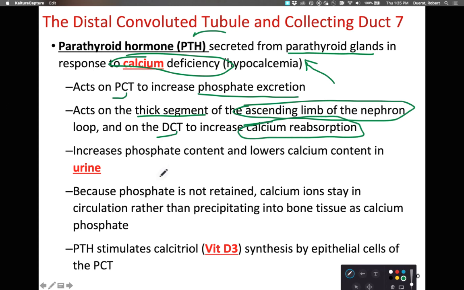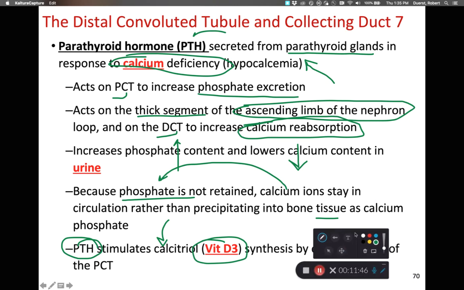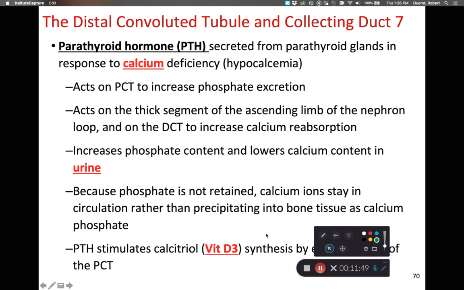So we find that we have more phosphate in the urine, less calcium in the urine, and because that phosphate is not retained, these calcium ions are going to remain in circulation longer as opposed to rebinding with the phosphate and being deposited in bone tissue as a form of calcium phosphate. Parathyroid hormone is also going to stimulate the synthesis of calcitriol, known as vitamin D3, within the proximal convoluted tubule, and this is going to allow for us to absorb more calcium in our digestive tract, also upregulating calcium concentrations in our blood.